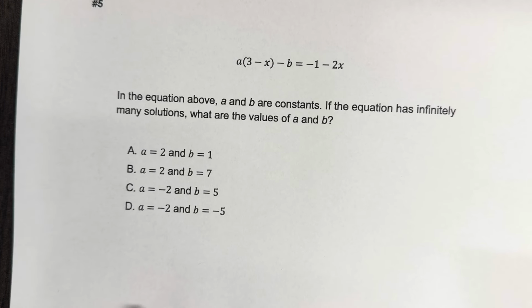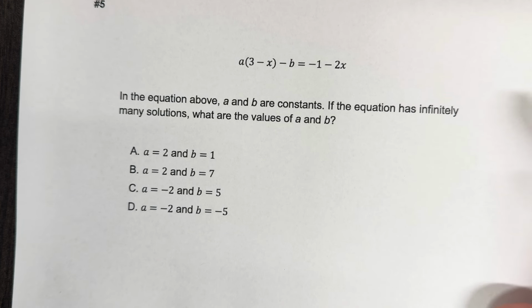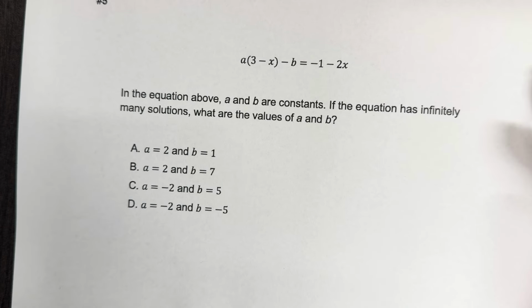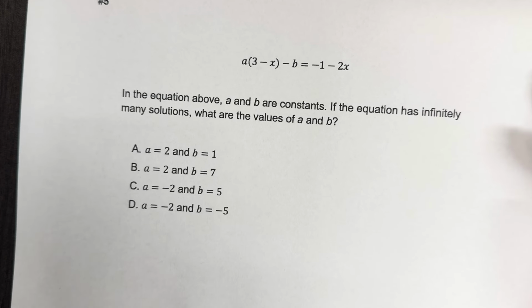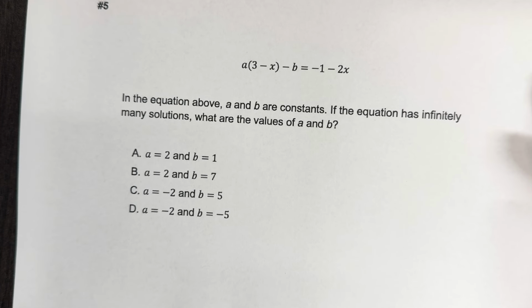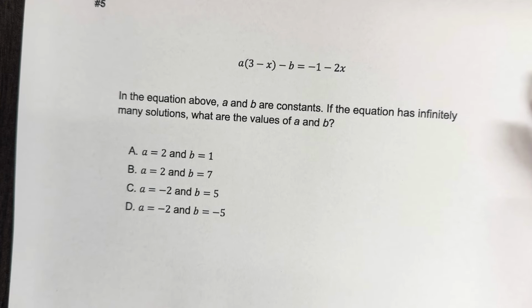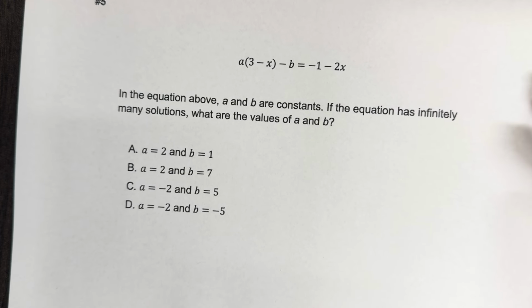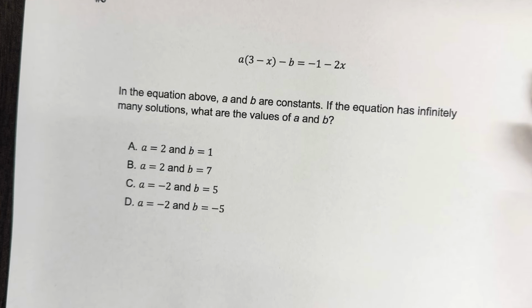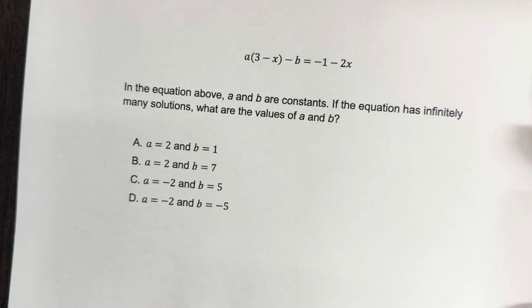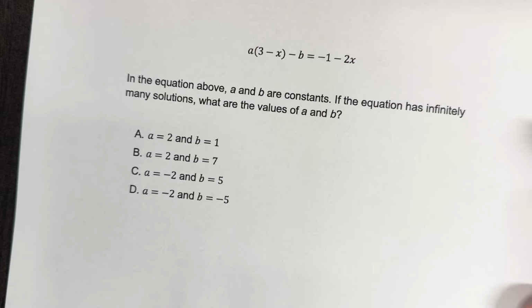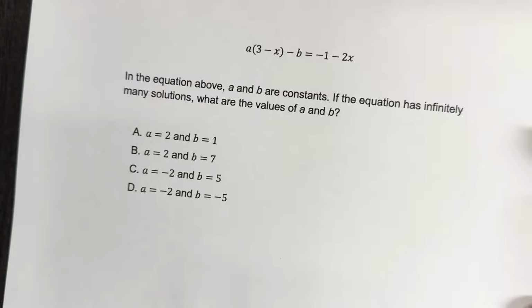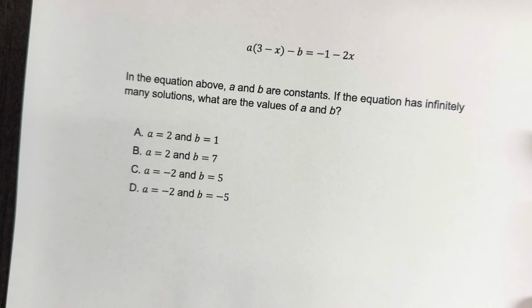Okay, our last problem. In the equation above, A and B are constants. If the equation has infinitely many solutions, what are the values of A and B? So remember, infinitely many solutions is the number of solutions it has. It means we want all real numbers as an answer, so we want to get a true statement. We need the variable to cancel out, and we need a true statement in our answer.